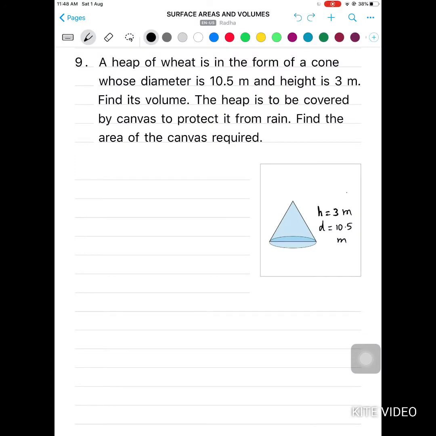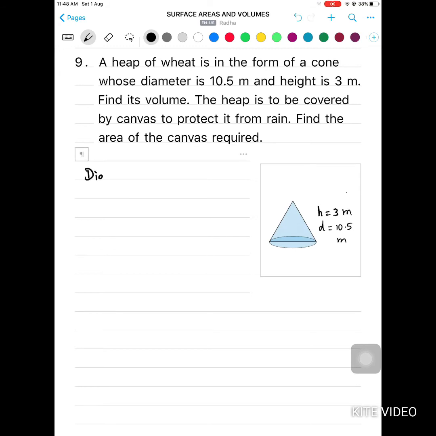The next question, a heap of wheat is in the form of a cone whose diameter is 10.5 meter and height is 3 meter. Find its volume. The heap is to be covered by canvas to protect it from rain. Find the area of the canvas required. So the wheat is in the form of a cone. The wheat has been arranged in the form of a cone whose diameter is given as 10.5 meter and height is given as 3 meter.